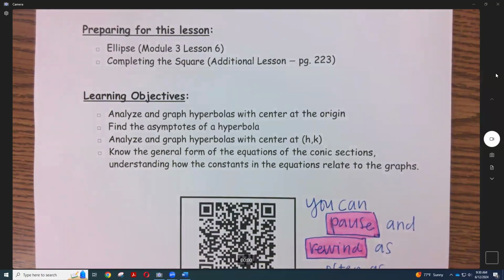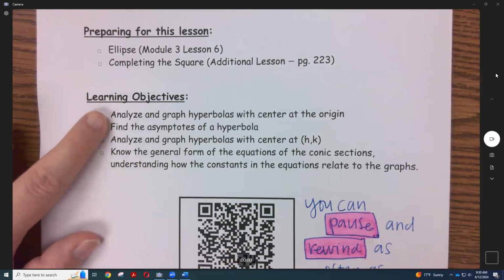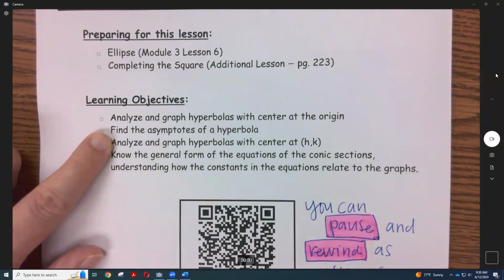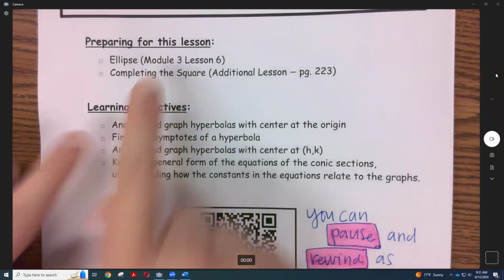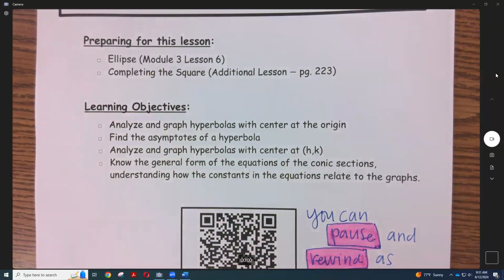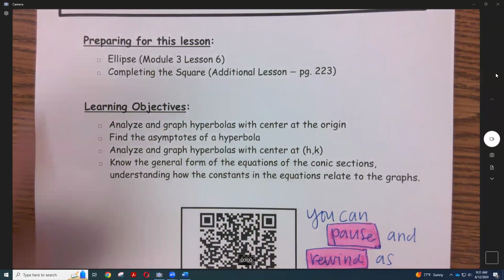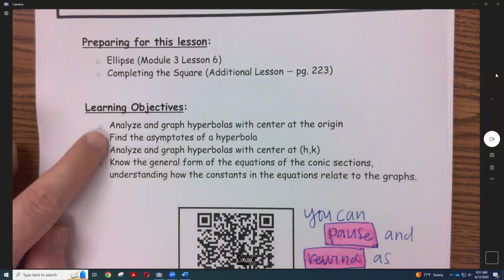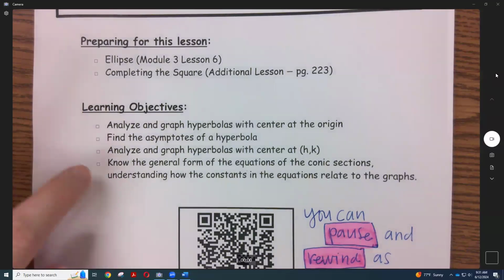We have several learning objectives. We need to be able to analyze and graph hyperbolas with the center at the origin. We need to be able to find asymptotes of a hyperbola. And actually that's also some of the preparing for this lesson. You need to be familiar with asymptotes, so I will add that to this section. And that's in your rational functions, which is lessons 1 and 2 of this unit or this module.